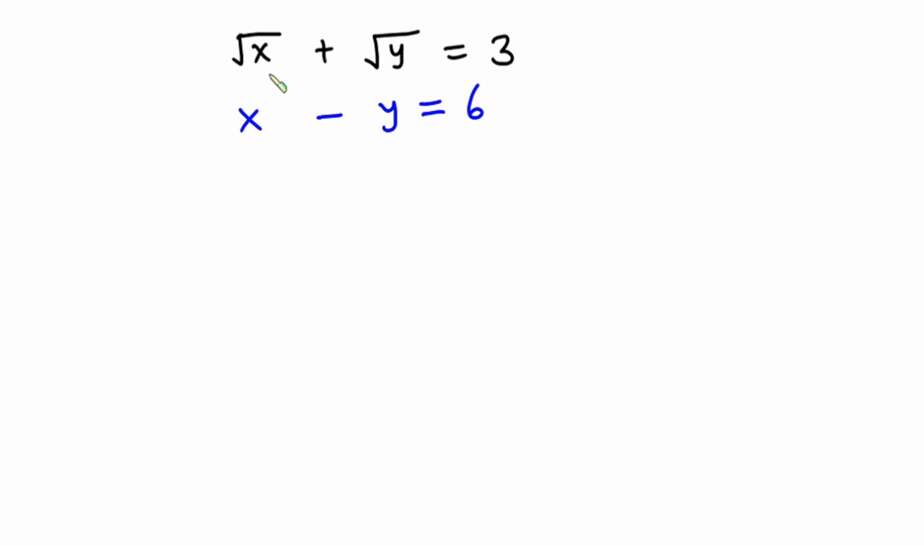Hello everyone, in this video we have this system of equations. We have square root of x plus square root of y is equal to 3. Then we also have x minus y equal to 6. And we have to find the values of x and y.